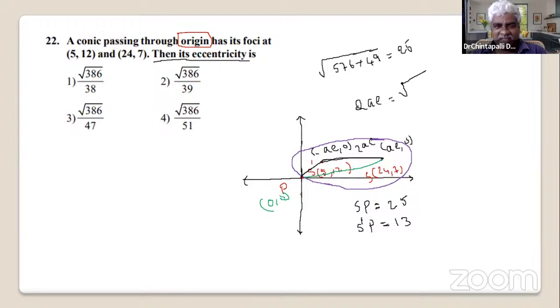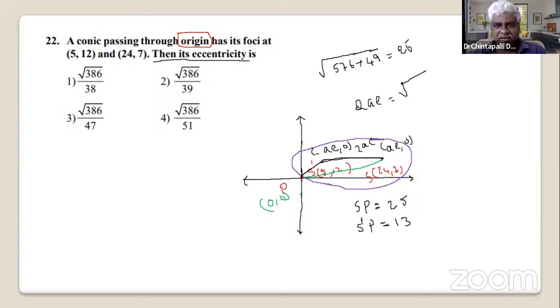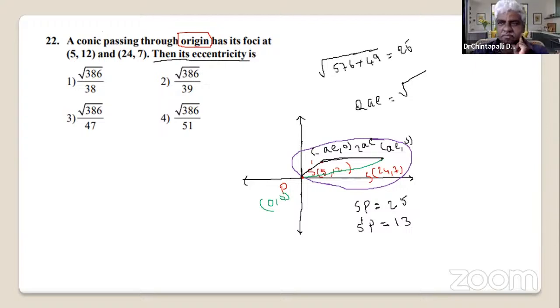The clue is there very clearly in the options. Do it again and get the clue from the options to find the distance. 24 minus 5 whole square. That is 19, and 19 square is 361. Plus 7 minus 12, that is minus 5, which gives 20, 325.